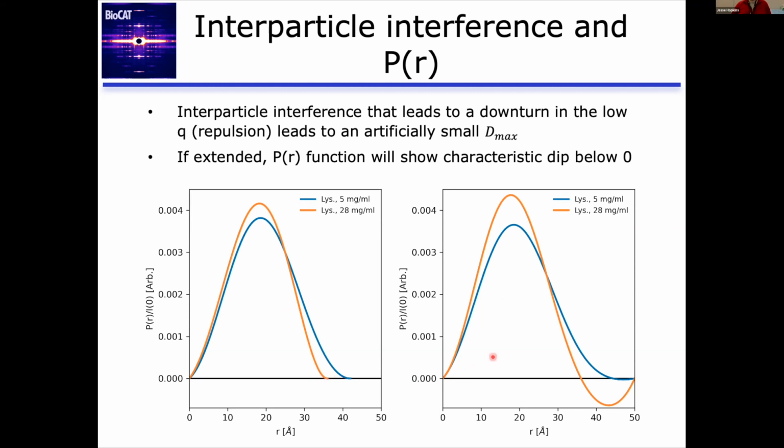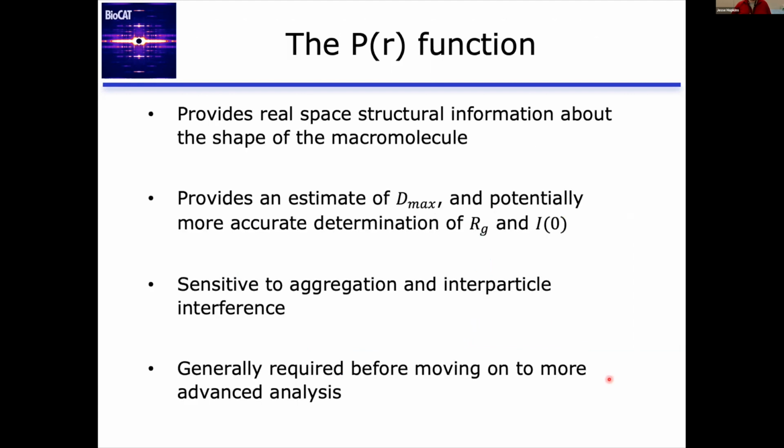And so the key here is if you extend out that P of R function past the maximum dimension, something that has a repulsive effect is going to drop below 0 out here. Whereas something that is good, something that doesn't show these effects, will stay near 0. You can see that as I've extended both of them out to 50. This one has this very clear dip, and this one does not. So that's another thing that you can look for.